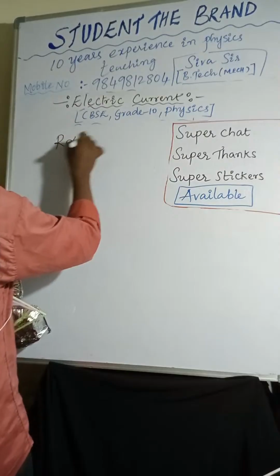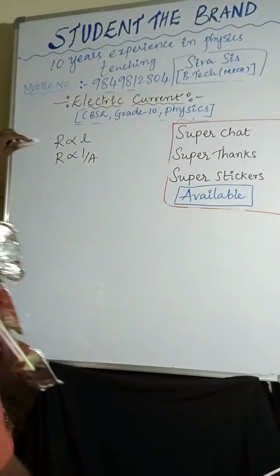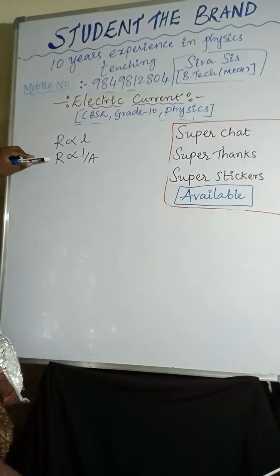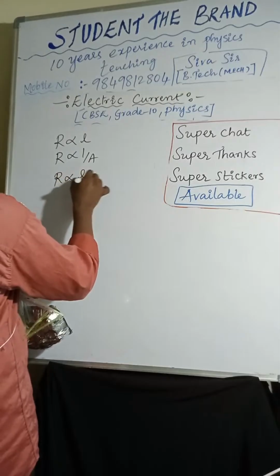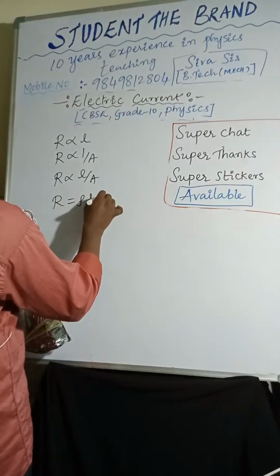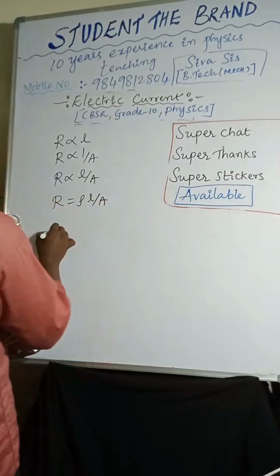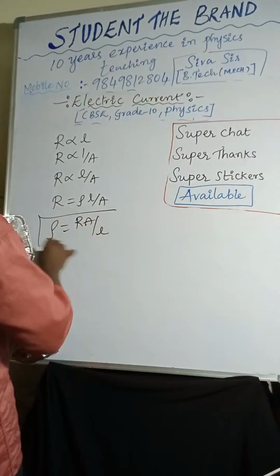R is directly proportional to L. R is inversely proportional to area. So R is directly proportional to L by A. R equals rho into L by A. So rho equals RA by L.